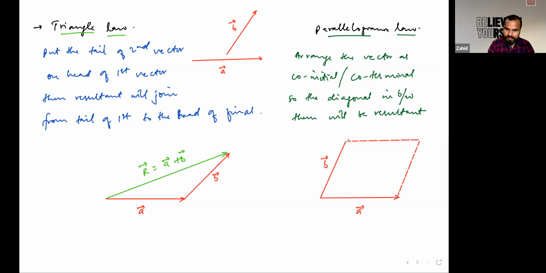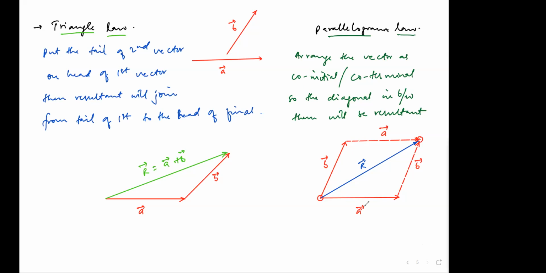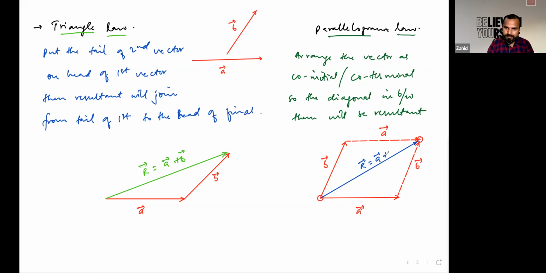So this is A, this is B, both originating from the same point, so it will be termed as co-initial vectors. If you slightly shift this vector along this path, this will also be A, and if you shift along this path, this will also be B, this will be co-terminal vectors. As a whole, this forms a parallelogram. The diagonal in between them, from this point to this point, is called the resultant of these two vectors. Is it clear? Yes, sir. So this will be A plus B.